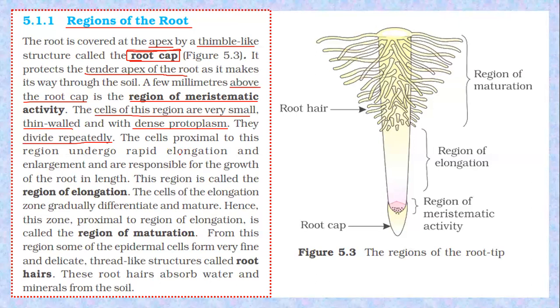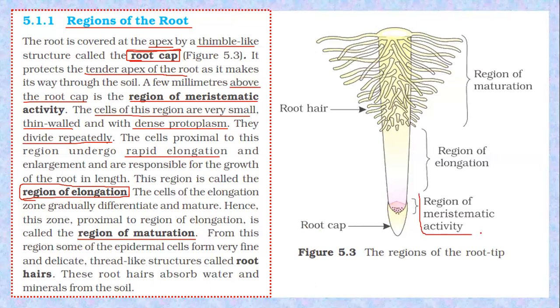The cells proximal to this region, that is nearer to the region, will undergo rapid elongation and enlargement and are responsible for the growth of the root in length. This region is known as the region of elongation, where the newly formed cells continuously go on elongating. The cells of the elongation zone gradually differentiate and mature. Hence, the zone proximal to the region of elongation is the region of maturation. That is, first of all, guys, the region of meristematic activity.